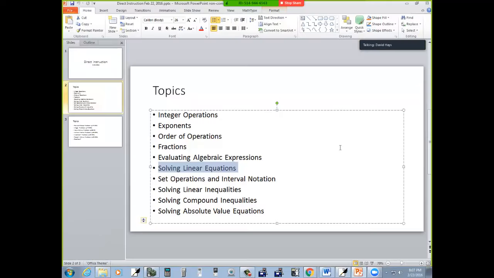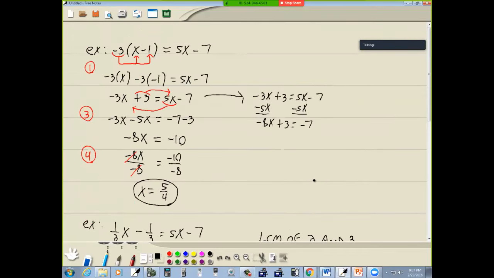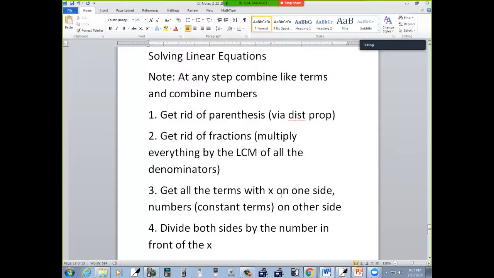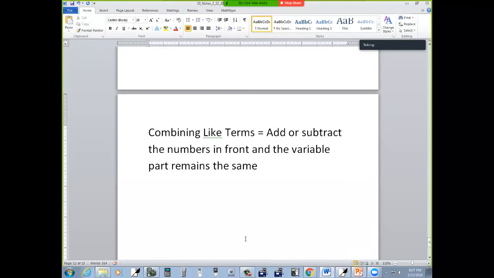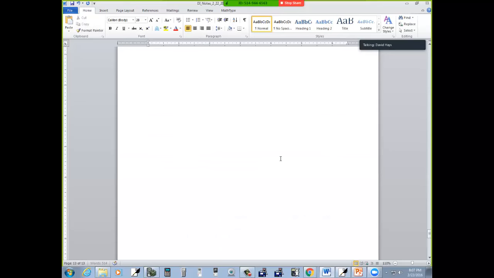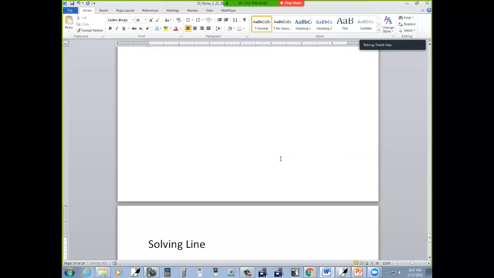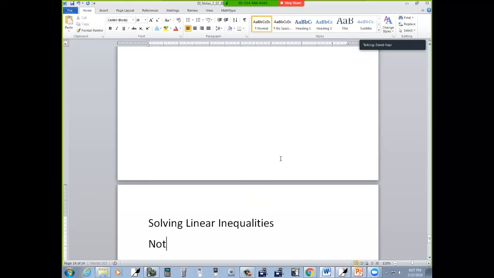Now that's solving linear equations. Now I'm going to skip over set operations in interval notation. I'll come back to it. But let's take a look at solving linear inequalities. And we'll take a look at what a linear inequality looks like also. So solving linear inequalities. We have our note up at top.